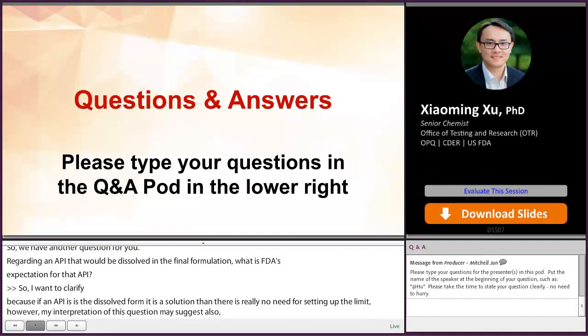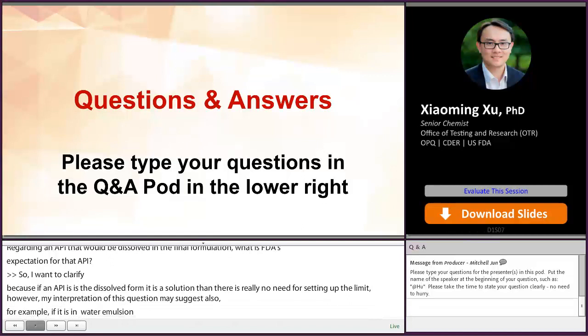In this case, the particle size distribution, or in this case, globular size distribution, is an important critical quality attribute. So the expectation for the limit is, again, as mentioned in the talk, really depends on what the purpose is. So for comparison purposes, you have to demonstrate that the size is comparable to the RLD product or the reference RS product.